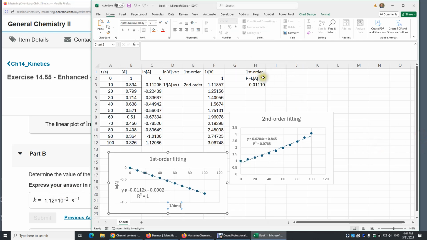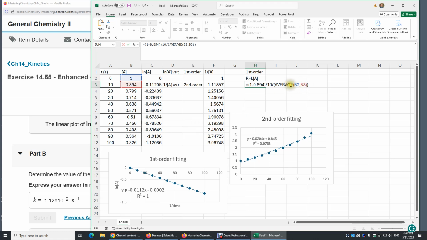Or you can just pick any other two data points. I don't know which two data points you like. I'm going to pick two that are close to each other because I'm about to take the average here. I'm going to use these two data points.